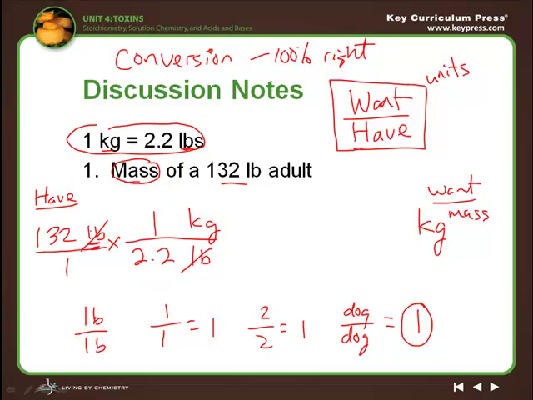So, boom, those 2 canceled. We're left with what unit on the top? Kilograms. That's what we want. So all we have to do is do 132 times 1 divided by 2.2.